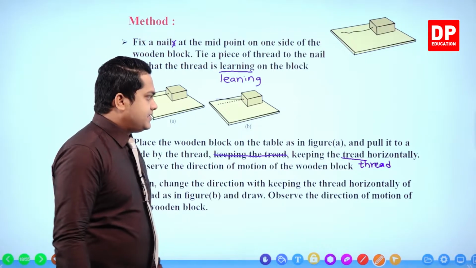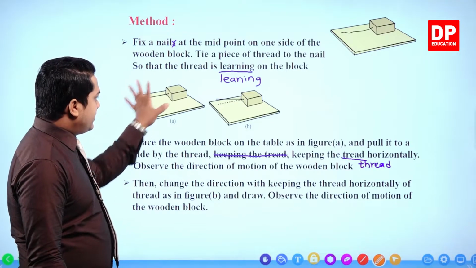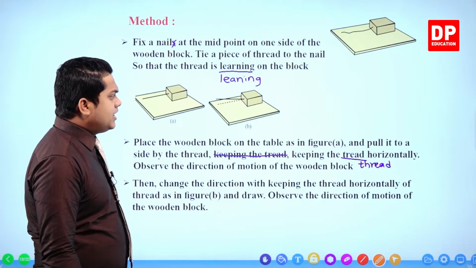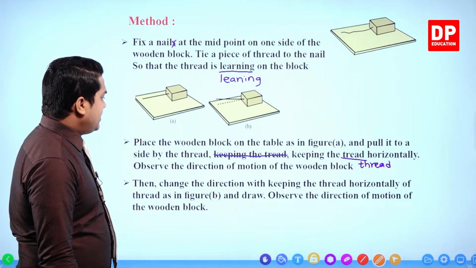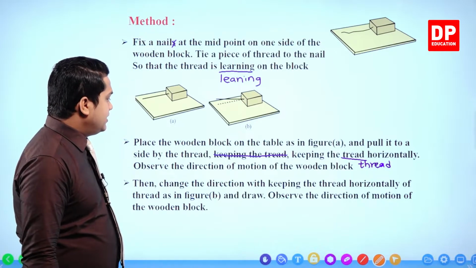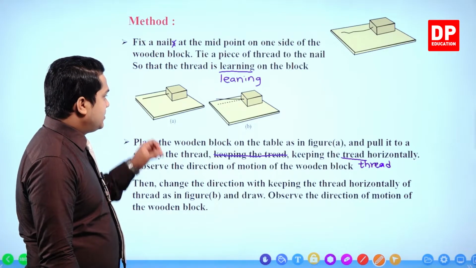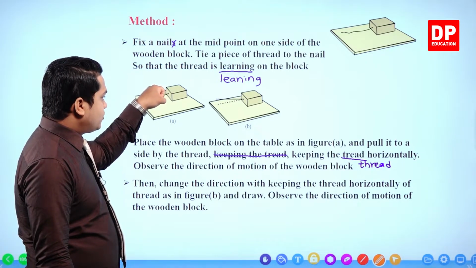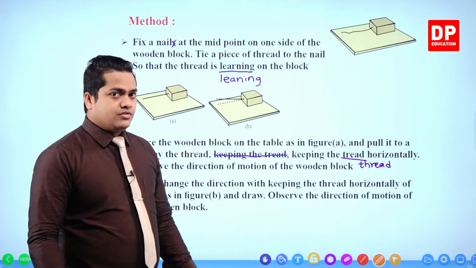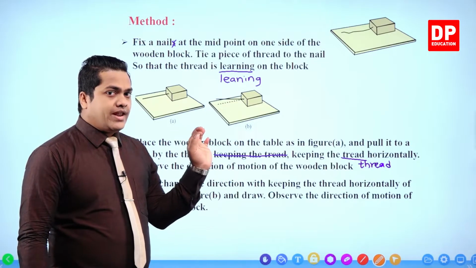So first step, really simple. What you have to do, place the wooden block on the table as in figure A. This is figure A, right? Then you have to pull it to a side by the thread, keeping the thread horizontally. Now the thing is that you have to keep the thread horizontally. It should not turn to a different location. It should keep horizontally. Okay, it should not show an angle.